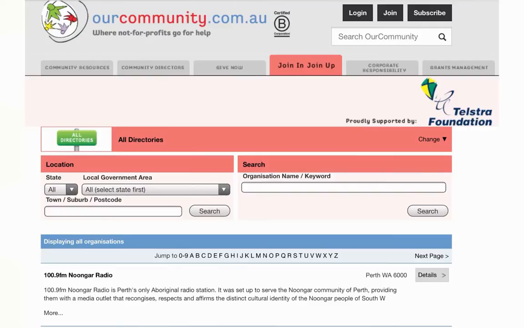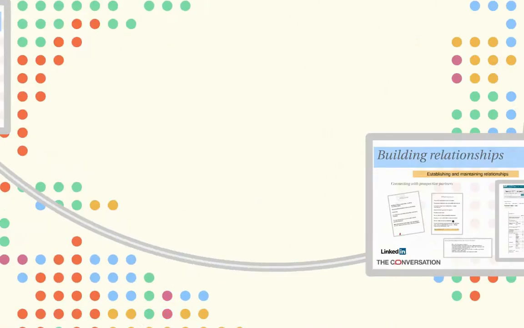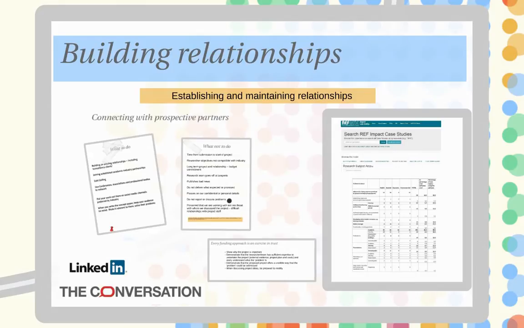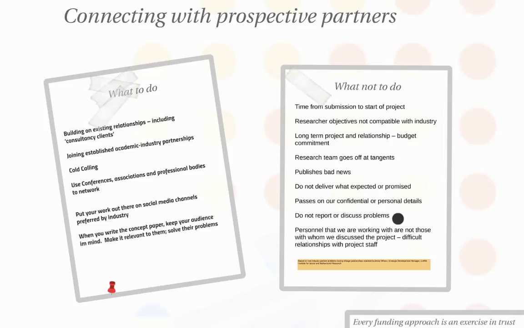After consulting these databases and directories, you might have an idea of who would be interested in your research. But then what? Now the hard work starts, because really when it comes to developing industry partnerships, it's all about building a relationship. And if any of you have ever been in a relationship, you know that it's hard work. Build on opportunities for further research highlighted in consultancies or smaller research projects. Joining established academic industry partnerships is always a good idea.